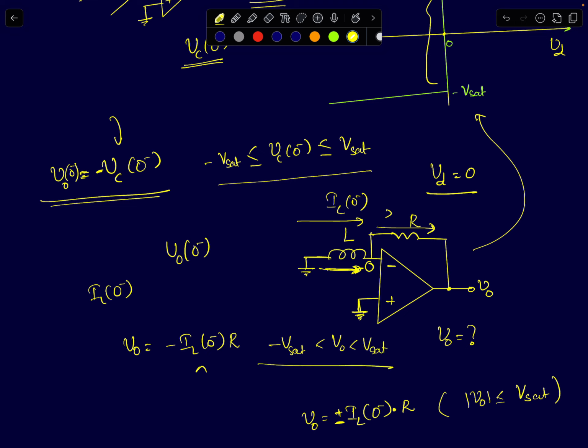Okay, so that's the important point to keep in mind. You cannot precisely say; you have to know what the initial condition is in these circuits.